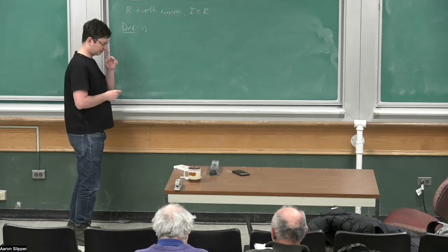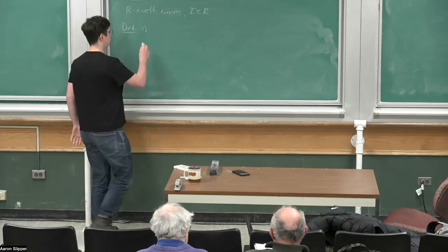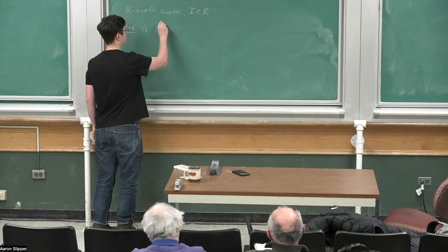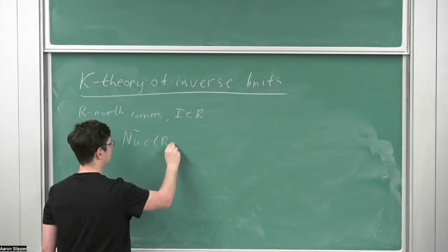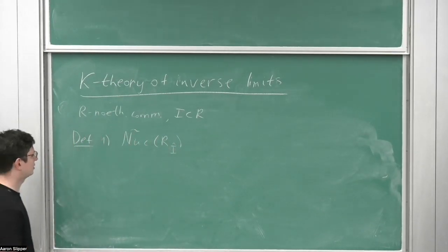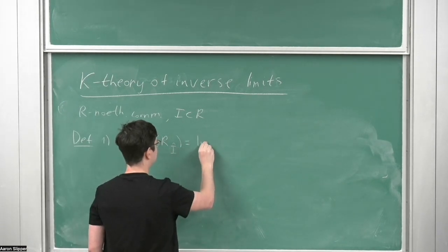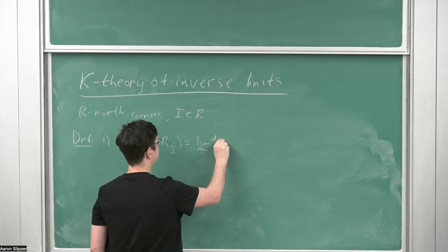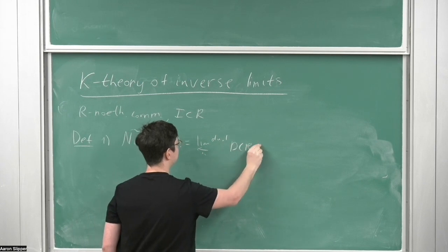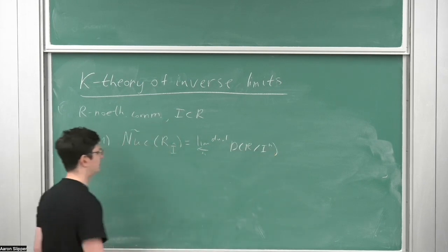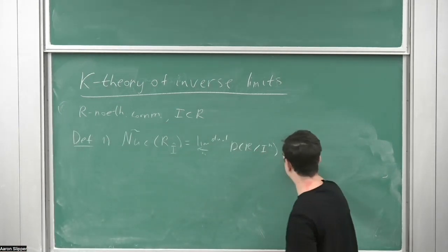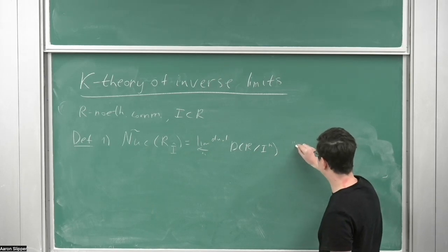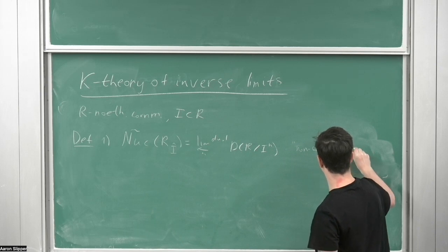Okay, so the third calculation was nuclear. Let's just call it nuclear tilde to distinguish between the two versions. So the first definition was that this is the dualizable inverse limit of derived categories of R mod I-adic. Here I'm not considering any symmetric monoidal structure, so this can be considered as a kind of non-commutative definition, in the sense of non-commutative geometry.